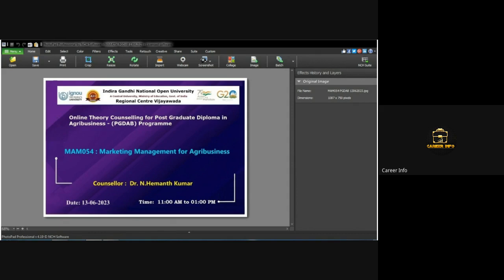So the central government is advised by two organizations under its control, namely the Directorate of Marketing and Inspection and the National Institute of Agricultural Marketing, that is NIAM. NIAM is nothing but the National Institute of Agricultural Marketing, which is there in Jaipur.